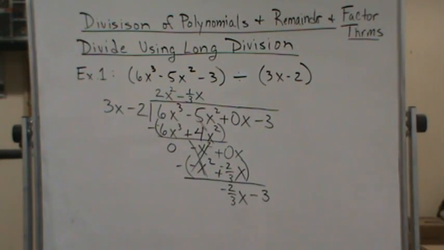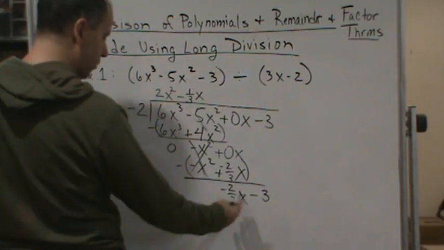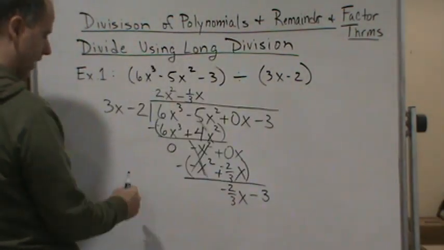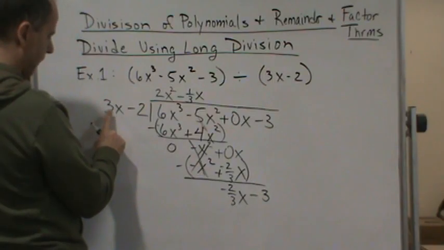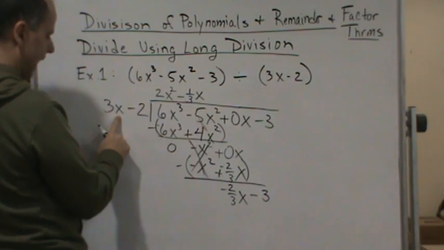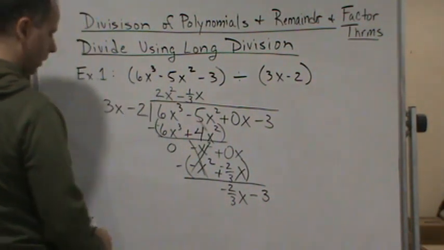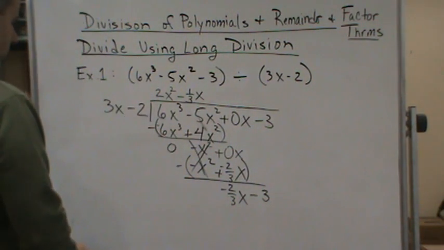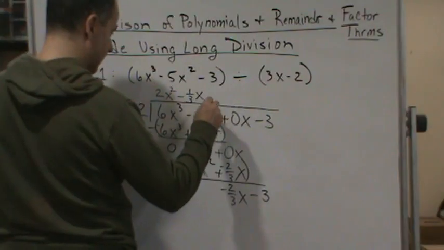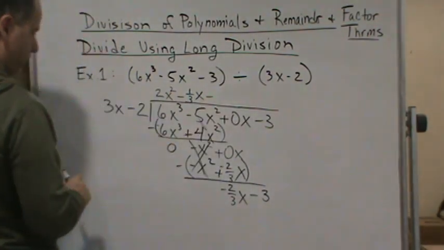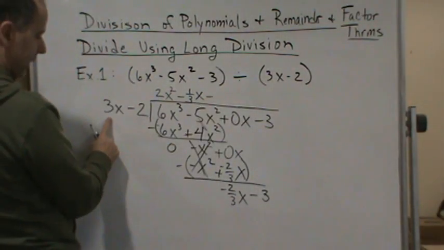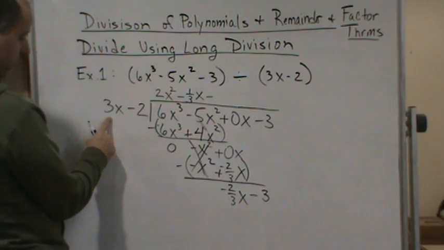Okay. Now I do it all again. It's going to repeat itself. So now I'm going to ask, what do I need to multiply 3x by in order to get the negative 2/3 x? Well, in this case it's going to be a minus. So 3 times what equals 2/3?